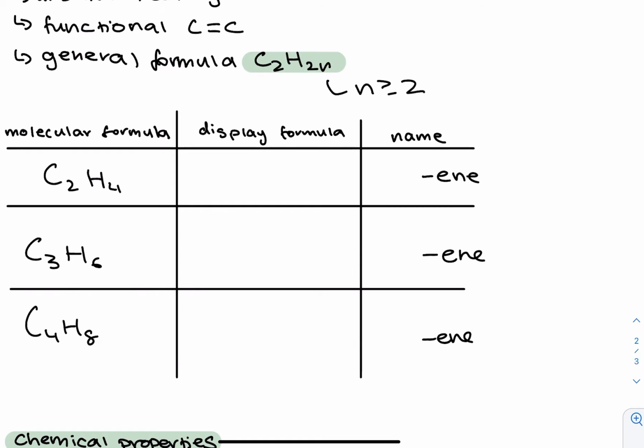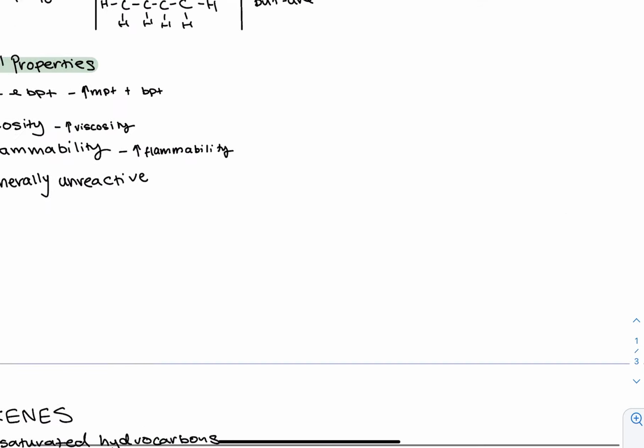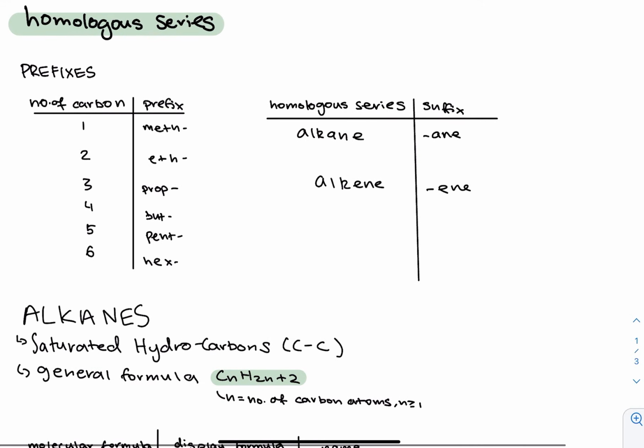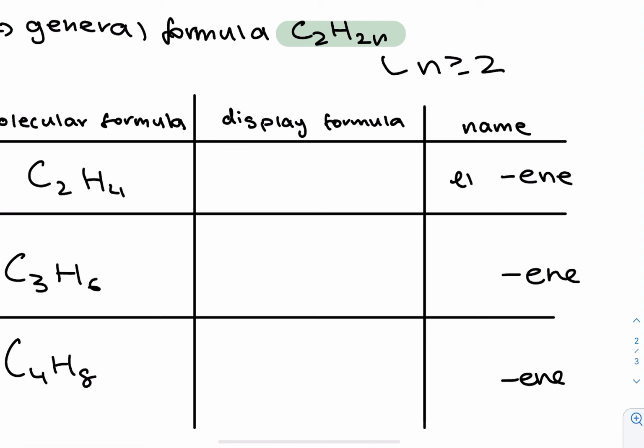So let's look at how we do this. First of all, the first one would be C2H4. So if we look back at our prefixes, for 2 we have eth. So we have ethene. Now drawing these is a bit more tricky because now we do have a double bond. So we would draw them like this. We have a carbon and it's double bonded to another carbon. And then we have 4 hydrogens.